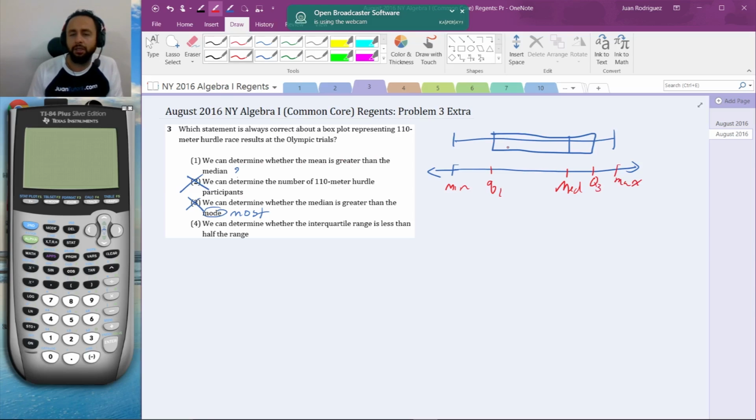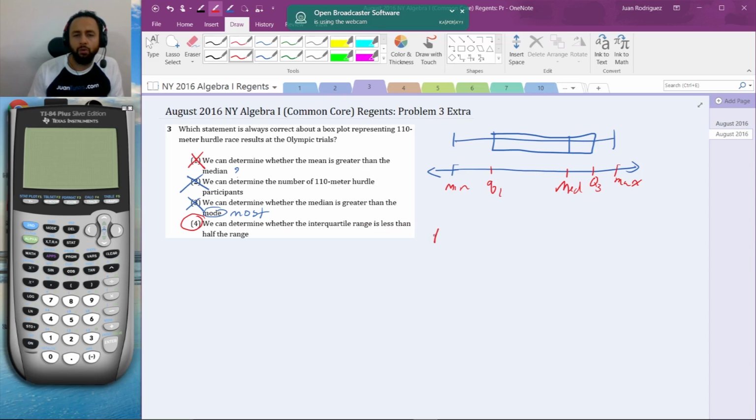Here's the thing about the mean. We don't know how many data points there are, how exactly the data is spread. We know it's skewed to the right, so we know the mean and the median are both going to be bigger than whatever the midpoint is, but they're both bigger. Beyond that, we don't know which is the biggest. So there's no way for us to know if the mean is greater than the median, so it has to be this.